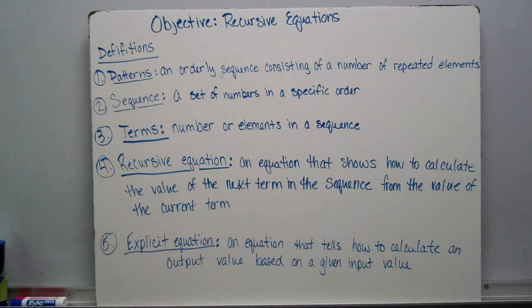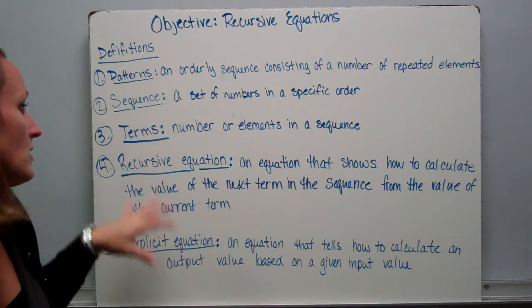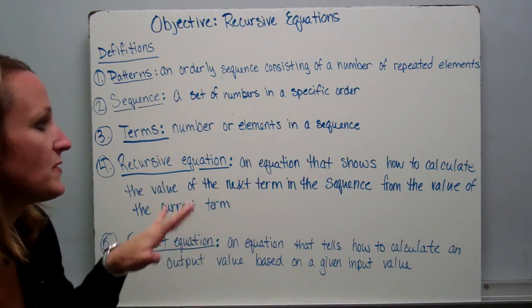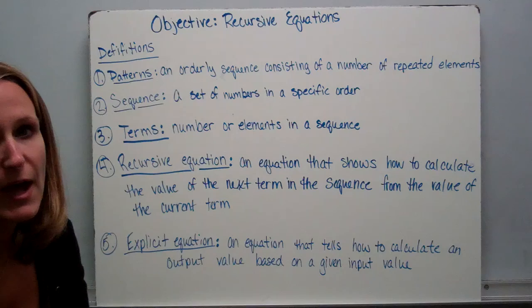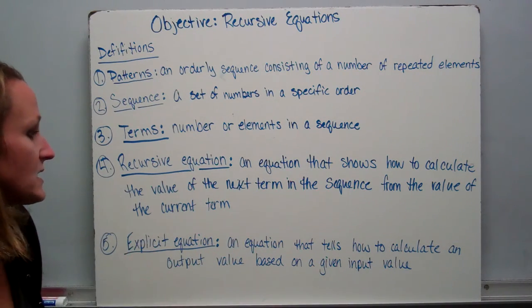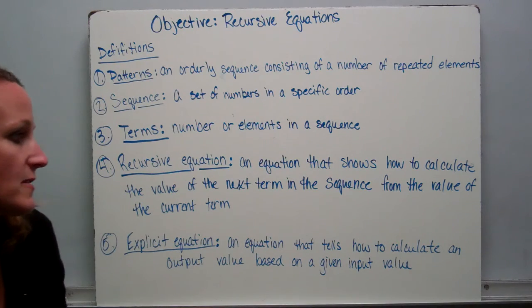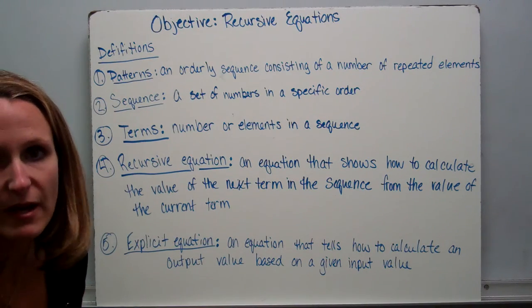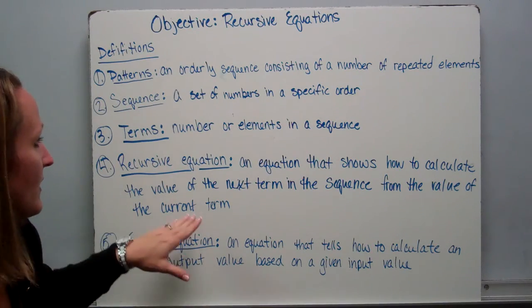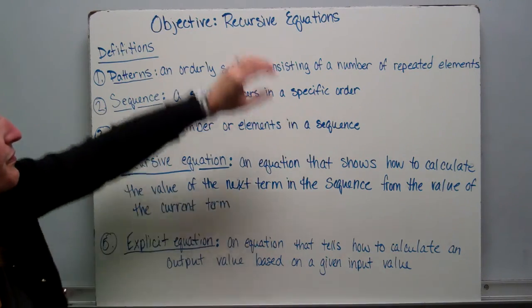Now, two definitions you may not know. One is a recursive equation. It's an equation that shows how to calculate the value of the next term in a sequence from the value of the current term. And that's what we're really going to work on in this video. Also, we have explicit equation. That's an equation that tells how to calculate an output value based on an input value. So this is what we're going to be working on, specifically recursive equations.